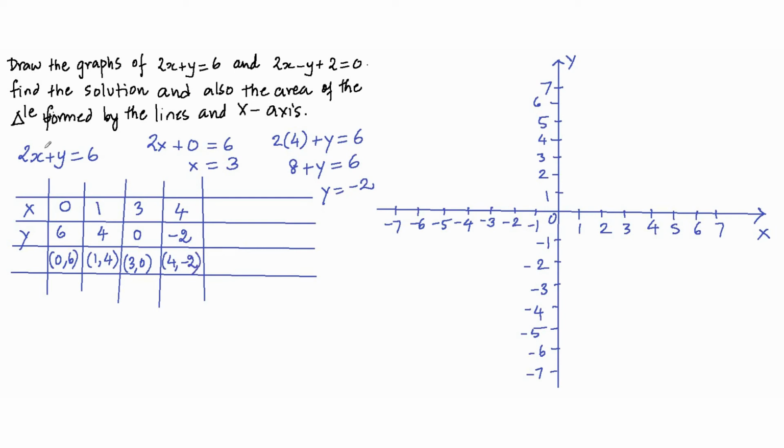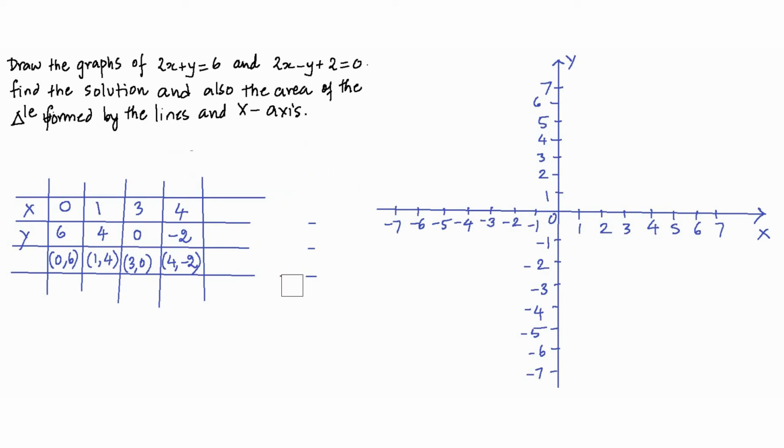So I think now it's going to be an easy task to just plot the points on the graph. Let us do it quickly. The first point that I have is (0, 6). Let's plot that point. So (0, 6) is going to be somewhere here, on the positive y-axis. Then I have (1, 4), which is somewhere here. Then I have (3, 0), somewhere here. And (4, -2) is somewhere over here.